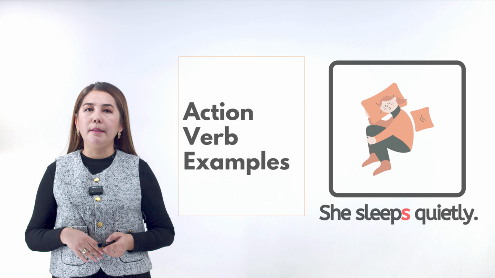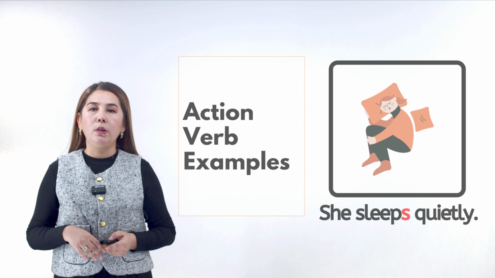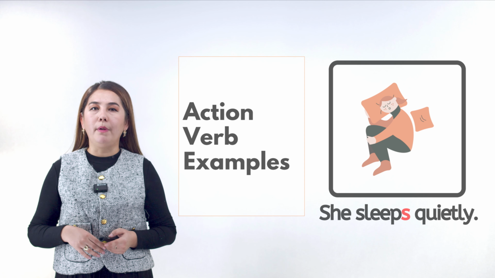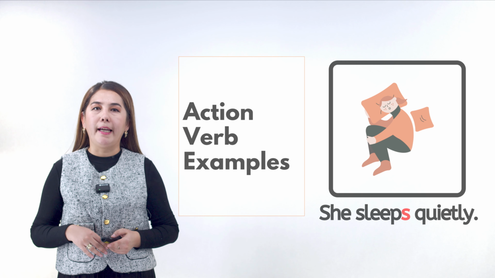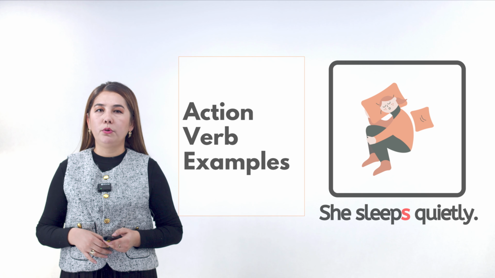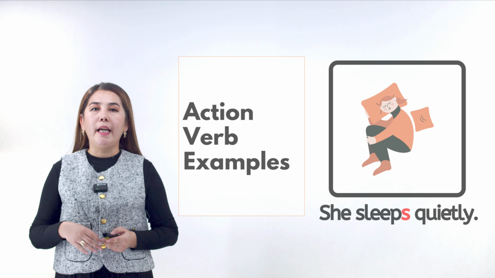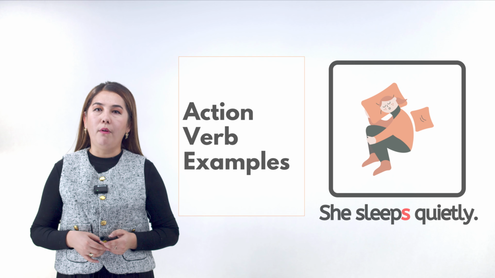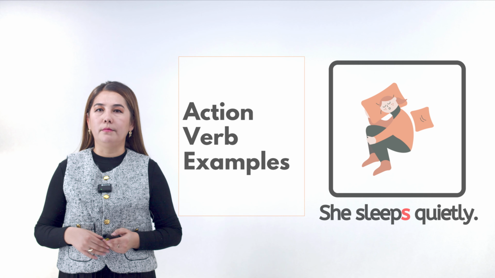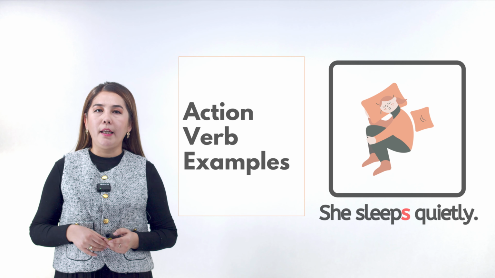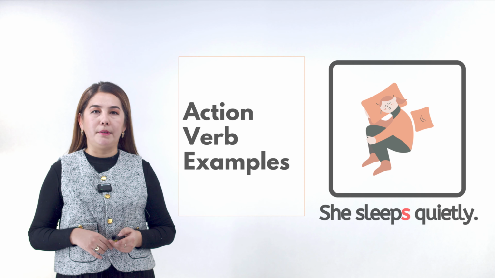The next one, she sleeps quietly. She sleeps quietly. She is a singular subject, so we have to add s after the verb sleep. We have to put the adverb after the verb. The adjective form of quietly is quiet. If we add ly to some adjectives, we can make adverbs, and adverbs are used only after verbs.